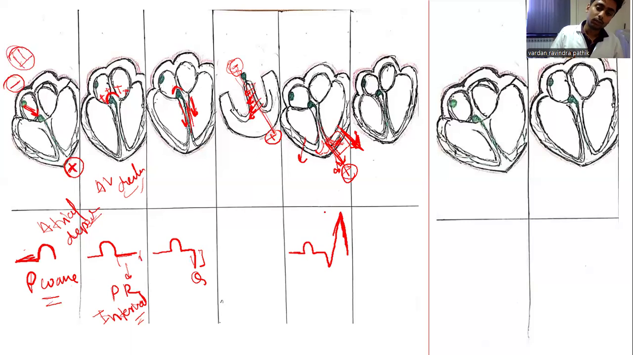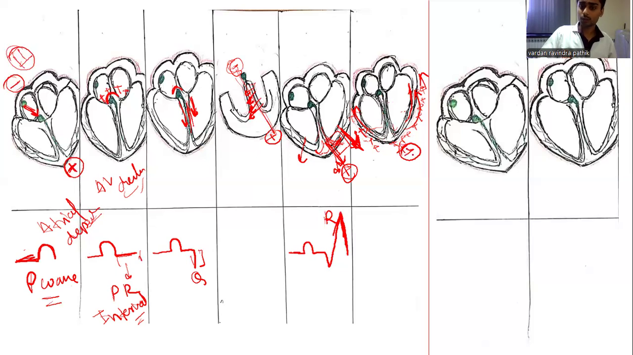This positive deflection, we will call it R wave. Now, positive charge is accumulated here, on this side. When the positive charge is accumulated here, the Purkinje fibers are going upside, to the upside of the ventricle. So the net vector is going upside.